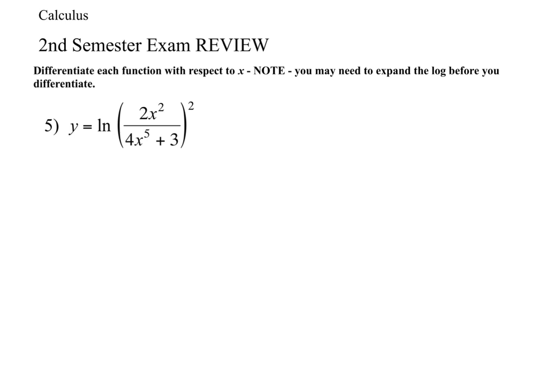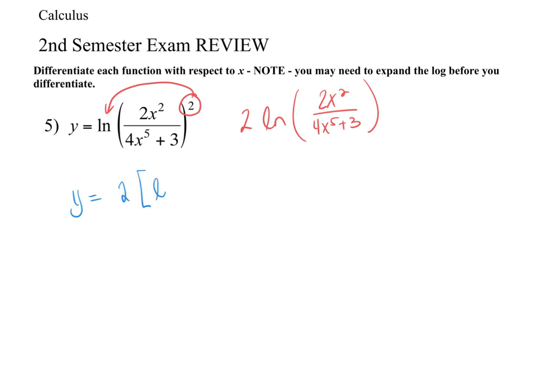So I'm going to bring this 2 in front, right? So I'll have like 2 ln of these, what's inside, right? And then I'm going to expand what's inside with subtraction, right? So I have y is going to equal 2 times the natural log of 2x squared minus the natural log of 4x to the 5th plus 3, right?